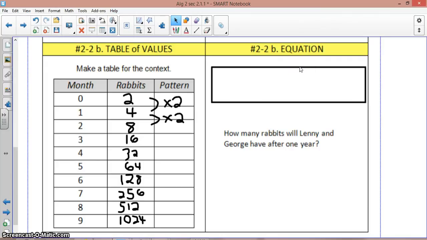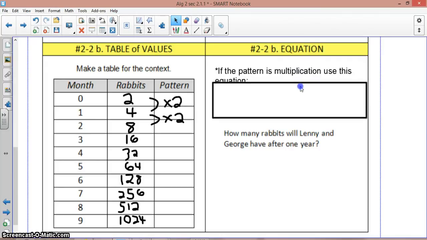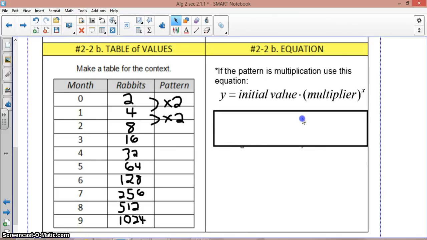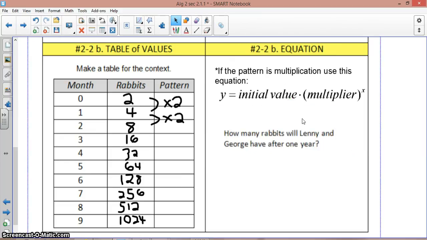If your pattern is multiplication, you want to use this equation. It is not linear at all, so it's not in y equals mx plus b form. To get it to grow as fast as it does, we need to have an x in the exponent. That's the fastest way that we can get things to grow. So our equation is as follows: y equals the initial value times the multiplier to the x power.